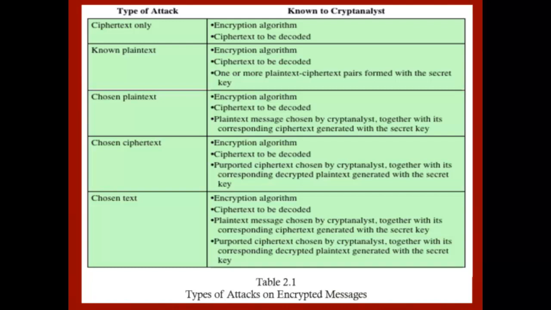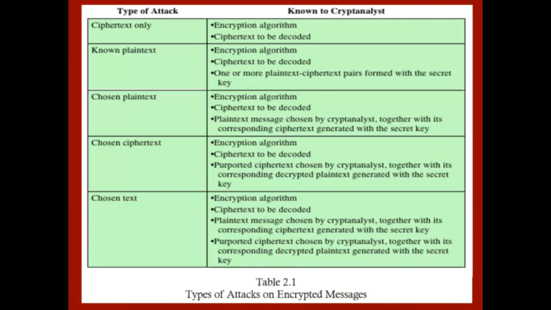The analyst may be able to capture one or more plaintext messages as well as their encryptions. Or the analyst may know that certain plaintext patterns will appear in a message. For example, a file that is encoded in the PostScript format always begins with the same pattern. Or there may be a standardized header or banner to an electronic funds transfer message, and so on. All of these are examples of known plaintext. With this knowledge, the analyst may be able to deduce the key on the basis of the way in which the known plaintext is transformed.